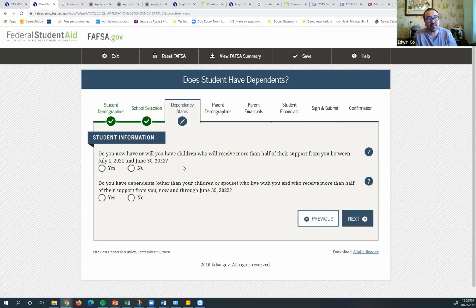All right, next question is, do you have children or dependents that get more than half of their support from you? Even if you have kids, most likely your parents are supporting you and your child. So that's going to be no. Everyone should be selecting no. Next question is, do you have dependents other than your children? That's a no as well. No and no for this question. We hit next.